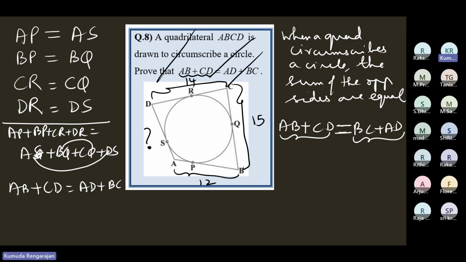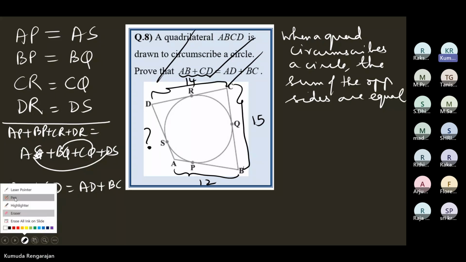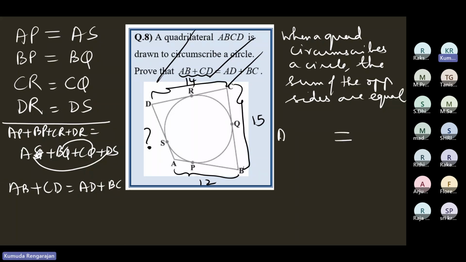When a quadrilateral circumscribes a circle, so a figure like this, the sum of the opposite sides will be equal, not in any quadrilateral, only if the quadrilateral is like this outside a circle. It circumscribes a circle, then the sum of the opposite sides are equal. So how do we write this result? Write the opposite sides on either side. Put an equal to sign, write the opposite sides. Opposite sides are AB and CD. Opposite sides are BC and AD. The sum of the opposite sides.